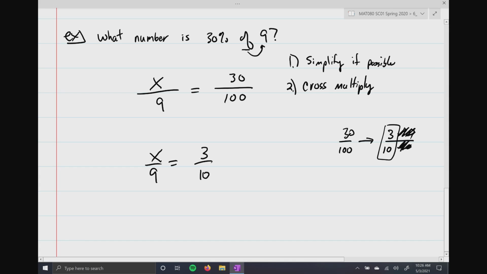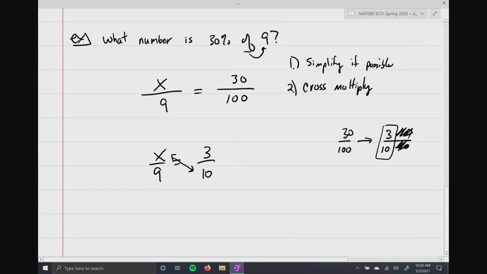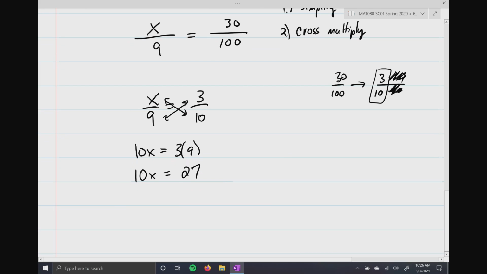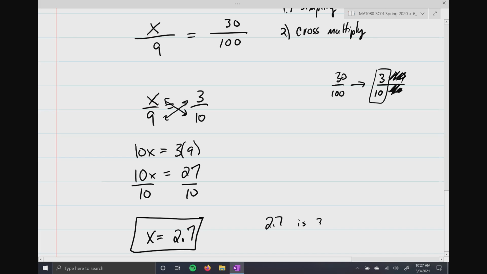Now, I'm going to cross multiply. So I get 10 times x equals 3 times 9. Okay? So from here, I get 10x equals 27. And then I will divide both sides by the number in front of the variable. So I get x equals 2.7. Now, what I do, and it's just for me, is I'm just going to rewrite the statement. Instead of putting what number, I'm going to put 2.7 is 30% of 9. And that's it. I just write a little sentence because it kind of sums everything up for me. 2.7 is 30% of 9.